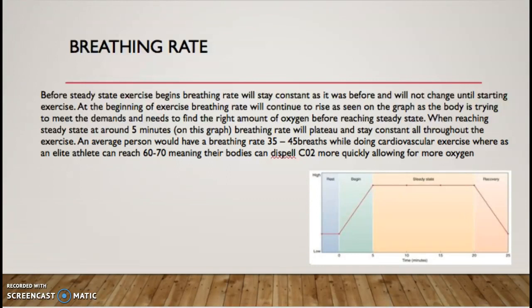When steady state has been met at around 5 minutes on this graph, breathing rate will plateau and stay constant all throughout the exercise. An average person would have a breathing rate of 35 to 45 breaths per minute while doing cardiovascular exercise, whereas an elite athlete can reach 60 to 70 breaths per minute, meaning their body can dispel CO2 more quickly, allowing for more oxygen.